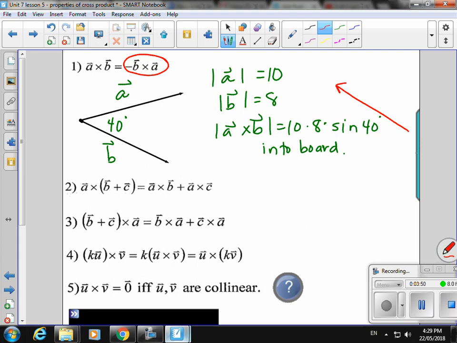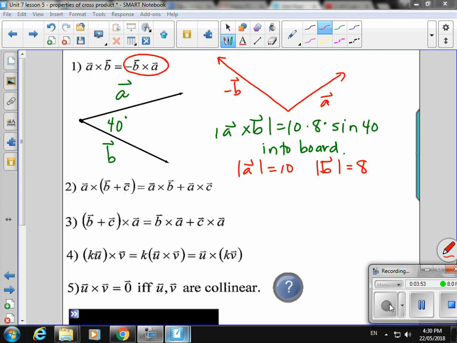And we know the cross product is tail to tail. Okay, last best attempt. Negative B cross A. I'm saying that those two things are equivalent. The magnitude of negative B cross A would be the same because I would have 10 and 8, and I would have sine 140. Sine of 40 and sine of 140 are the same. So I'd have 8 times 10 sine 140.